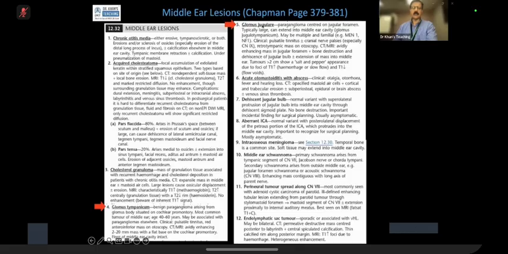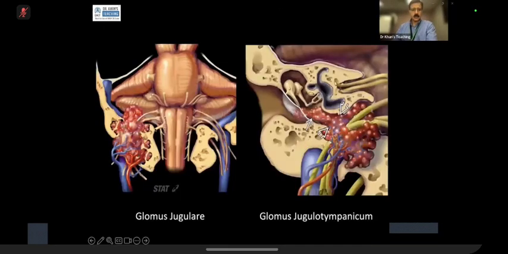And please remember the same tumor, when it is at the bifurcation of the common carotid within the carotid sheath, we call it a carotid body tumor. Now, this is from the glomus jugulare. And look at this one. This diagram tells you everything. Glomus jugulotympanicum, it has gone in.